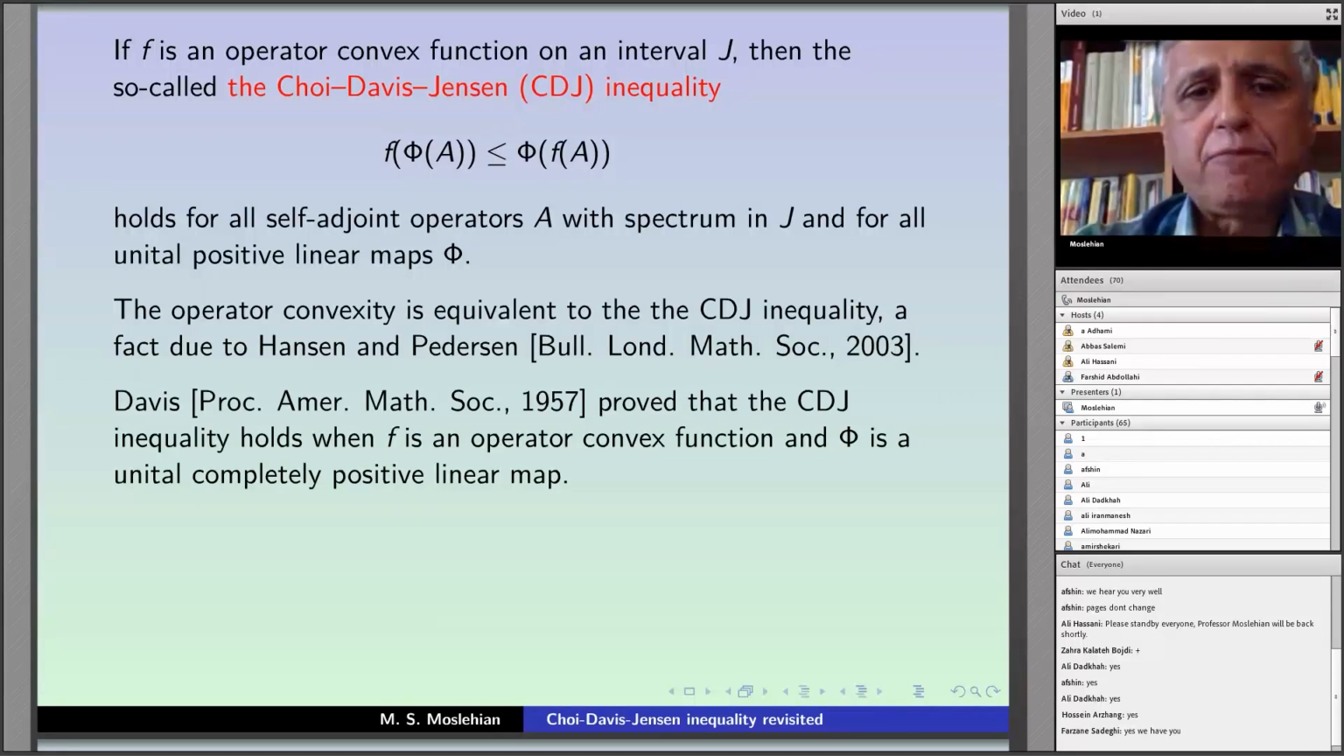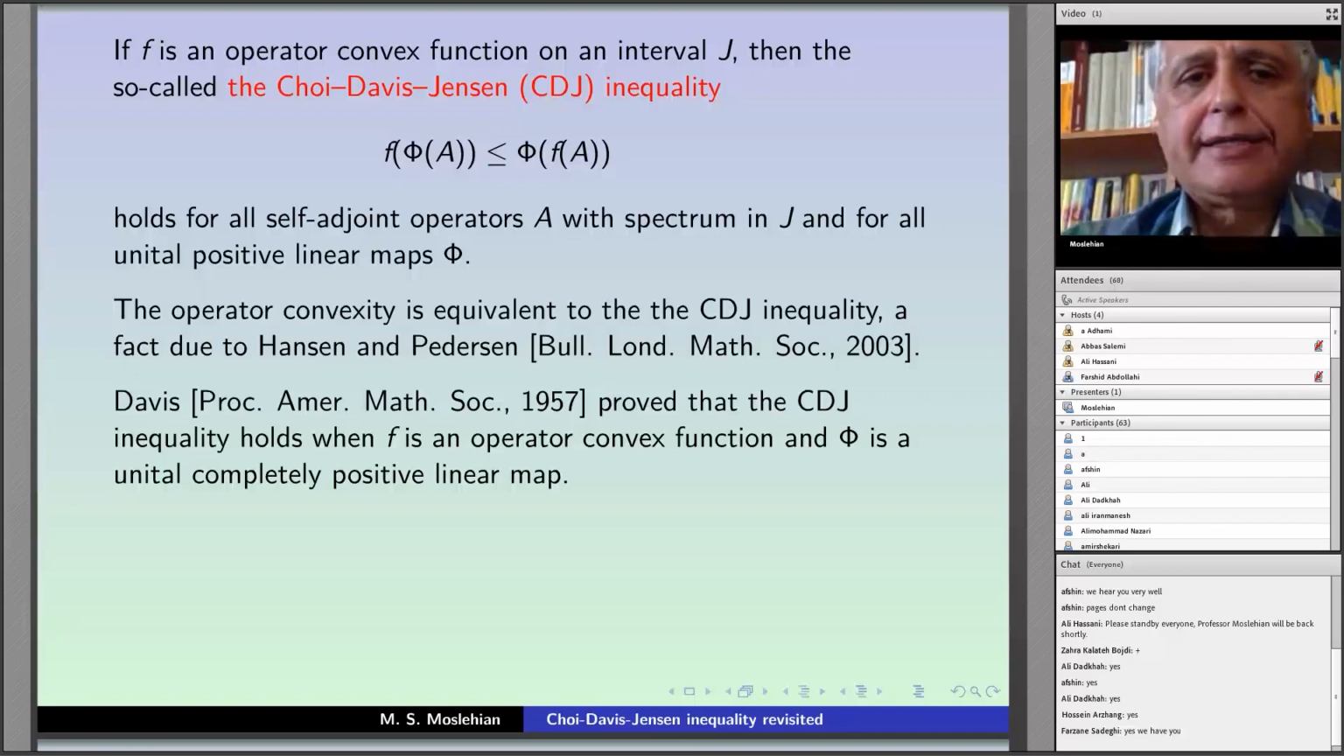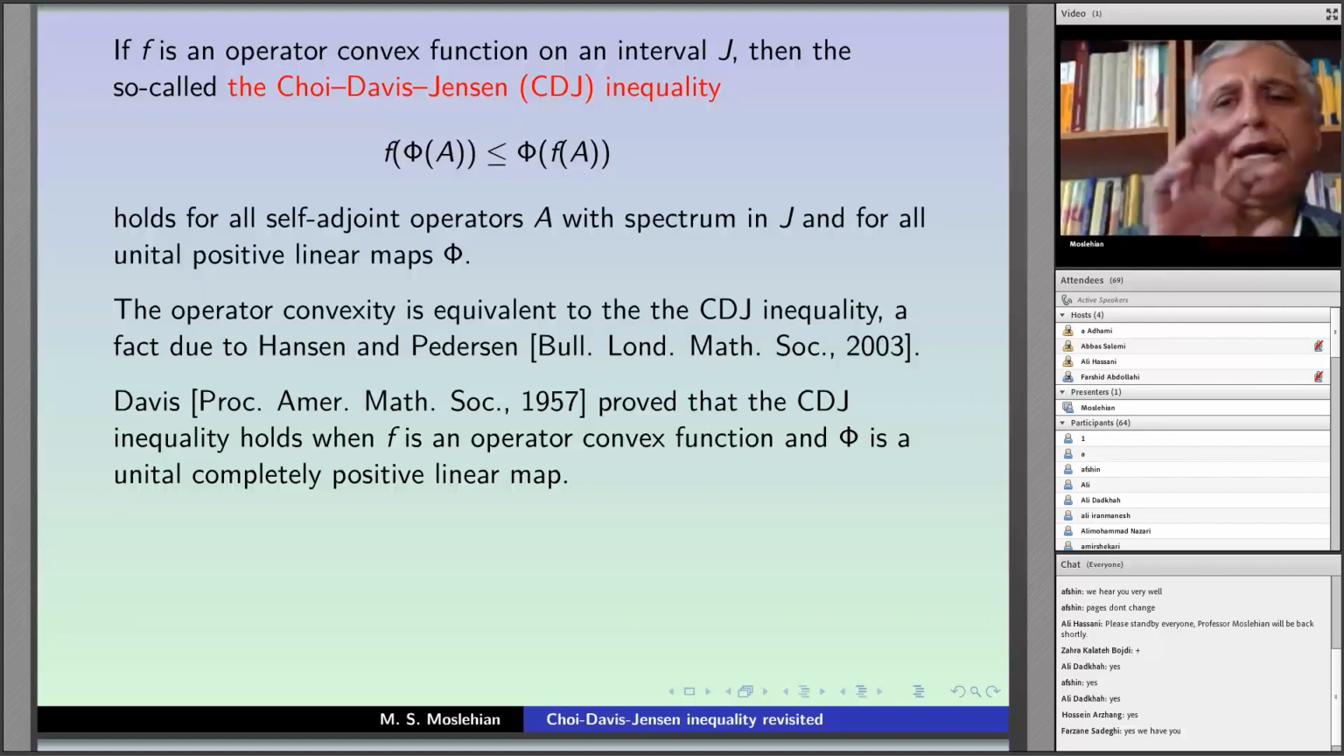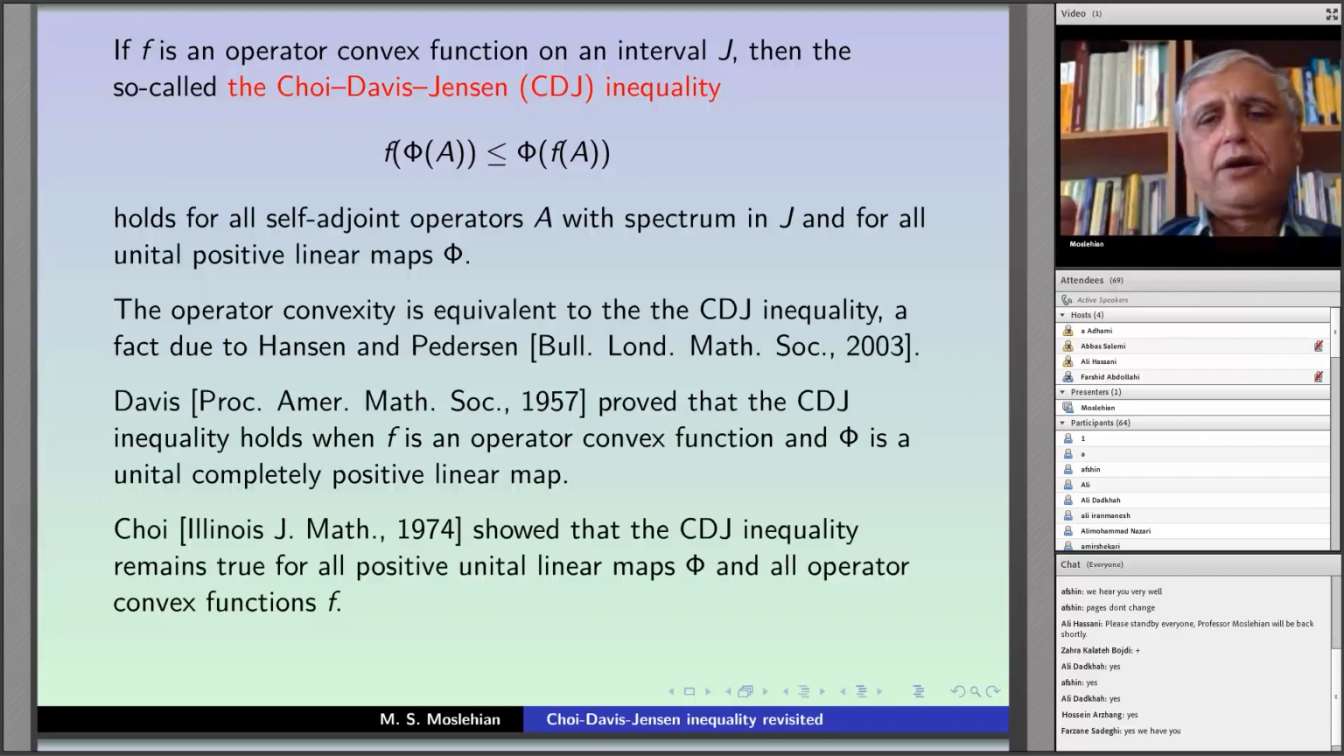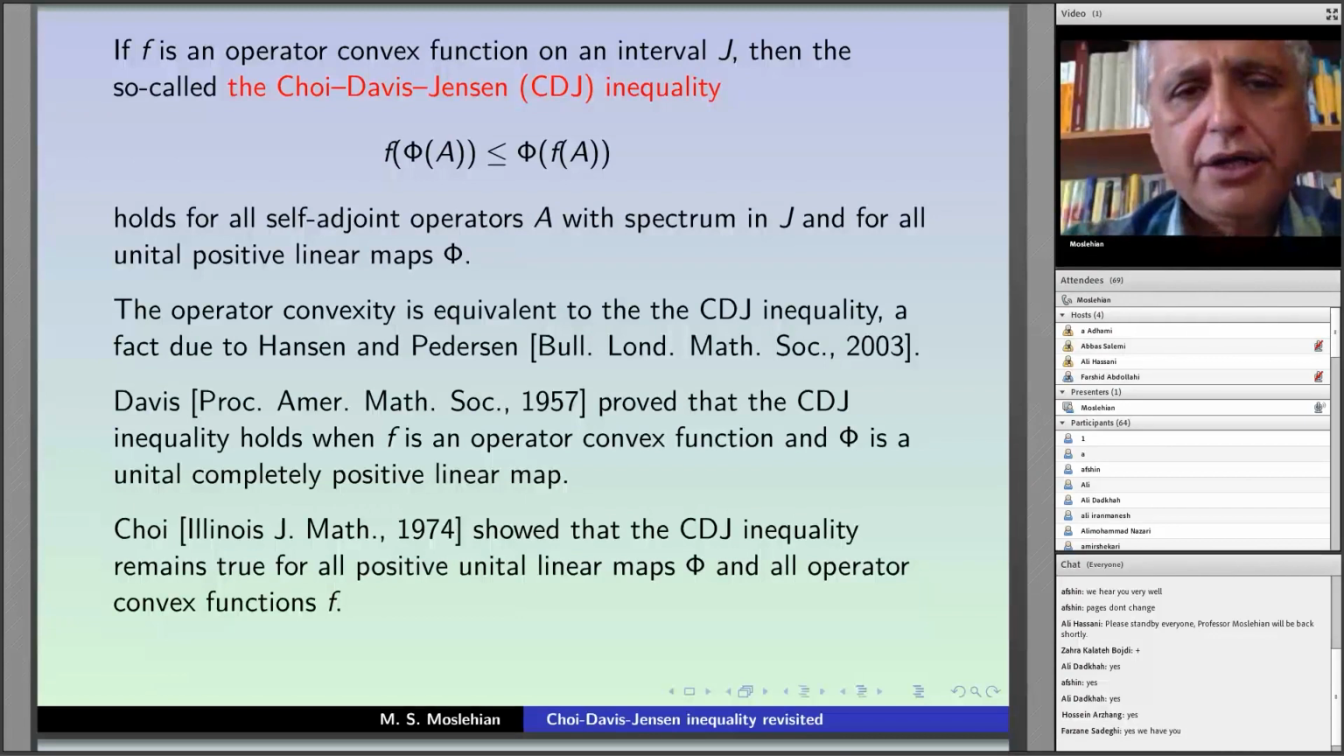Why do we call this inequality Choi-Davis-Jensen? Jensen's name is related to the classical Jensen inequality. Davis proved this inequality when f is operator convex and phi is a unital completely positive linear map. By completely positive, we mean that all maps phi_n from M_n(B(H)) to M_n(B(K)) are positive for all n. Choi showed that the Choi-Davis-Jensen inequality remains true for all positive unital linear maps phi and all operator convex functions f.